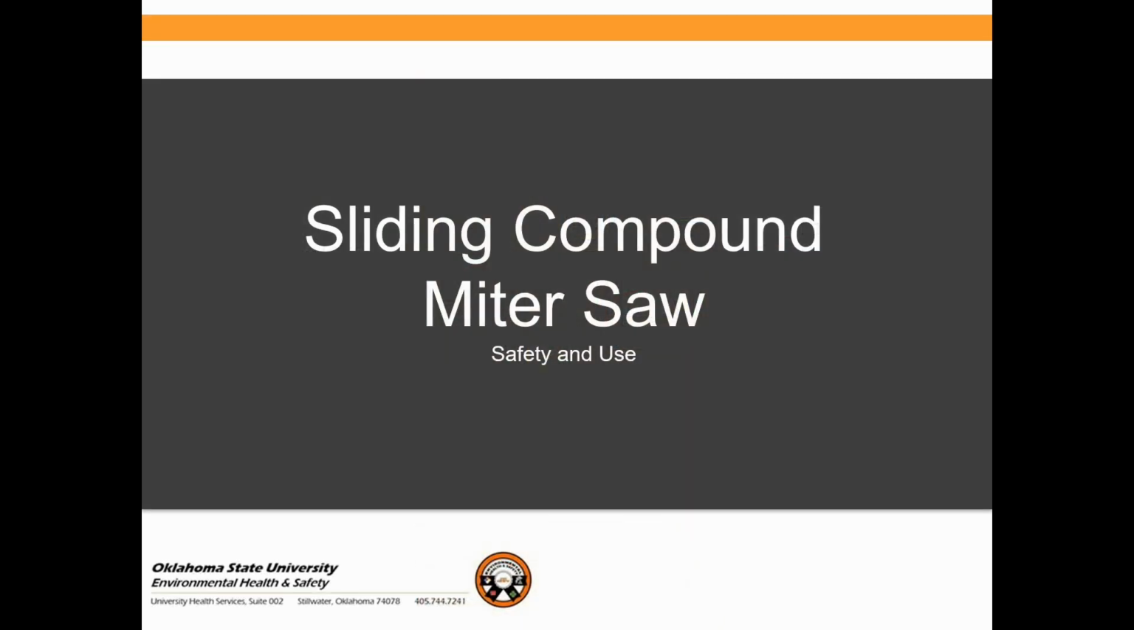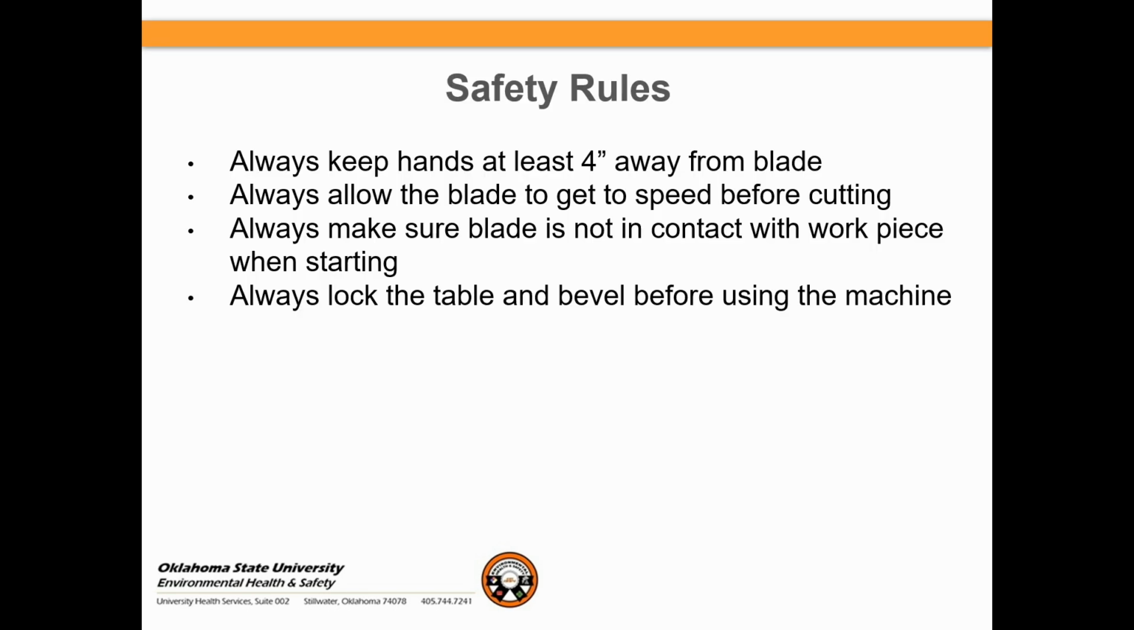The sliding compound miter box saw. This is one that's very handy, particularly if you're doing a lot of trim type work, or it could actually be cutting different angles with your rough end cuts, as far as the planning stage is concerned.